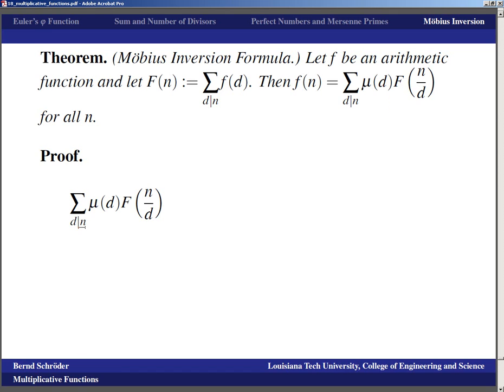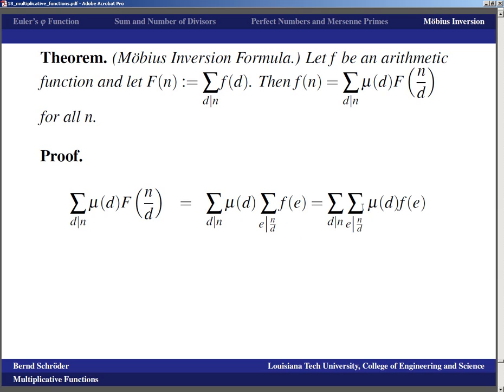So this is the sum over all divisors d of n of mu of d f of n over d, which is the sum over all d dividing n of mu of d, times the sum over all e that divide n over d of f of e. And that's just the definition of the summative function.